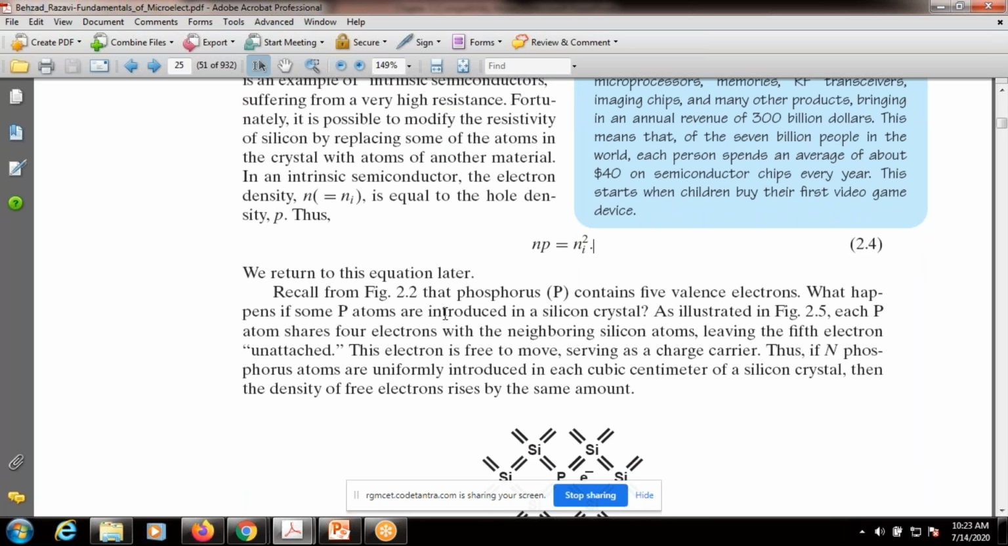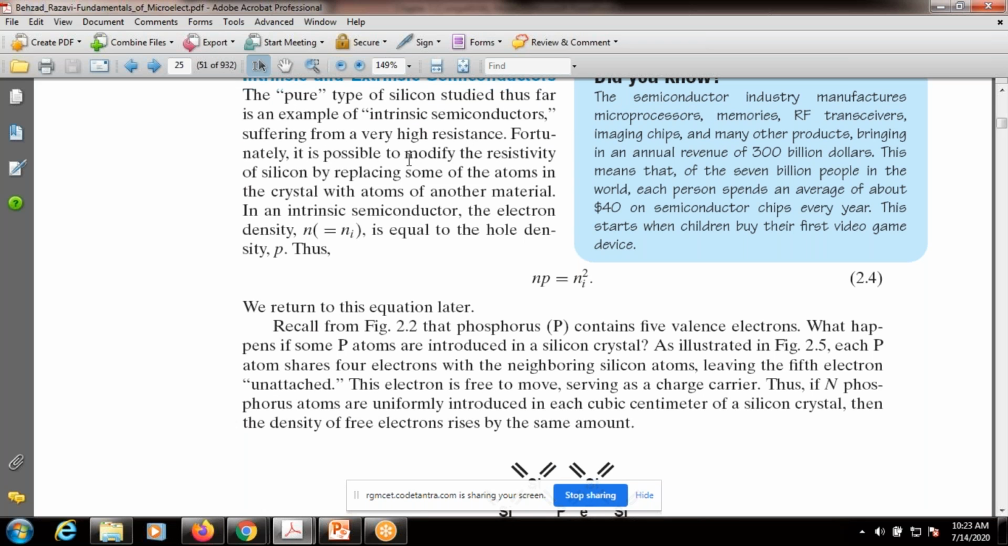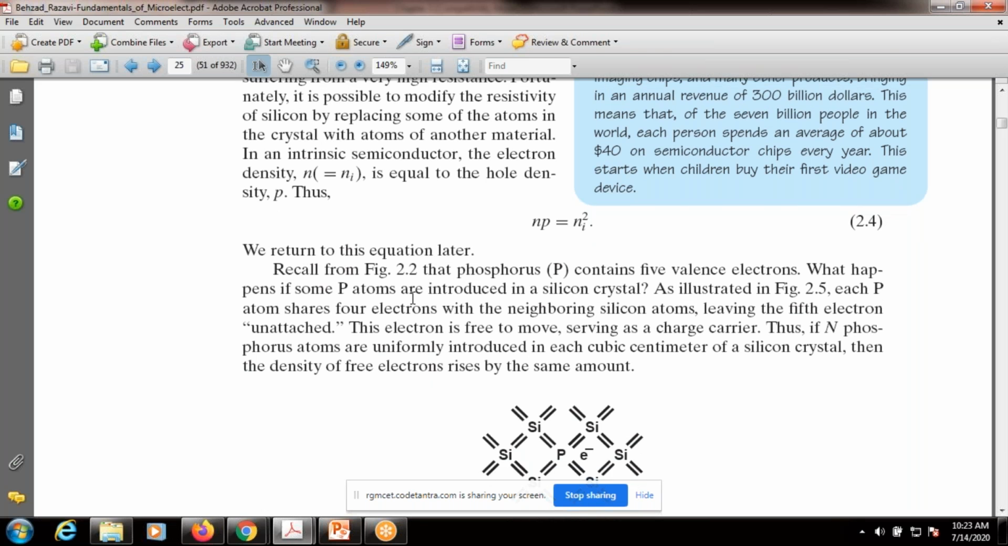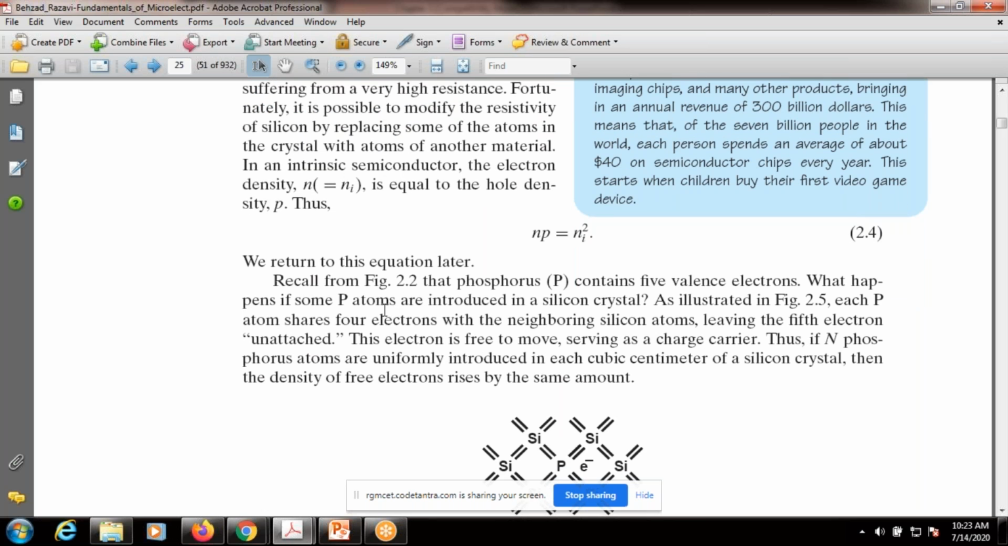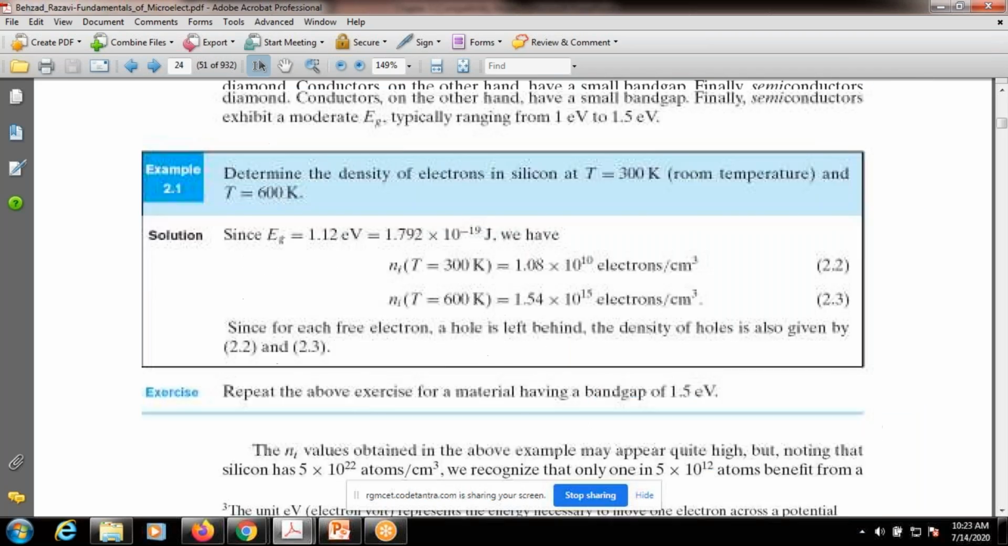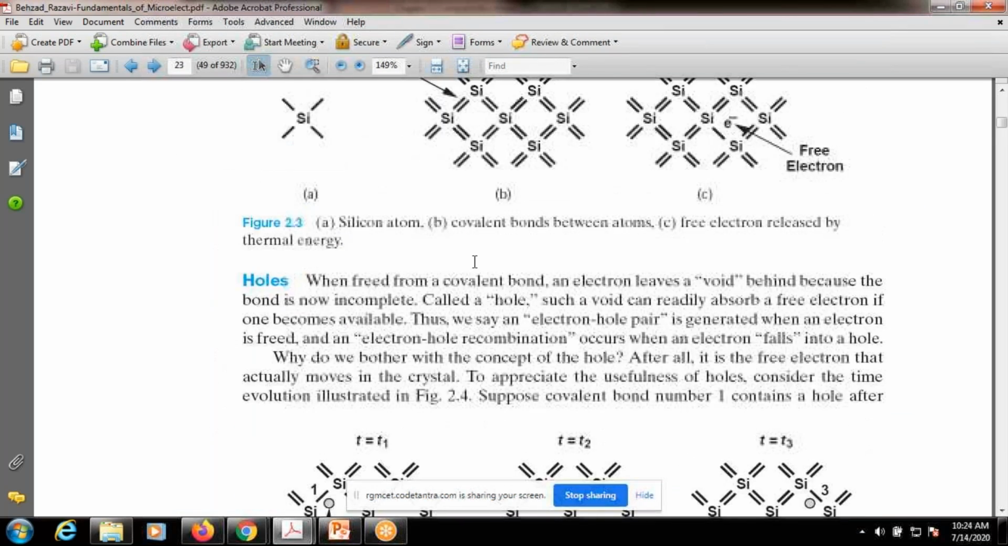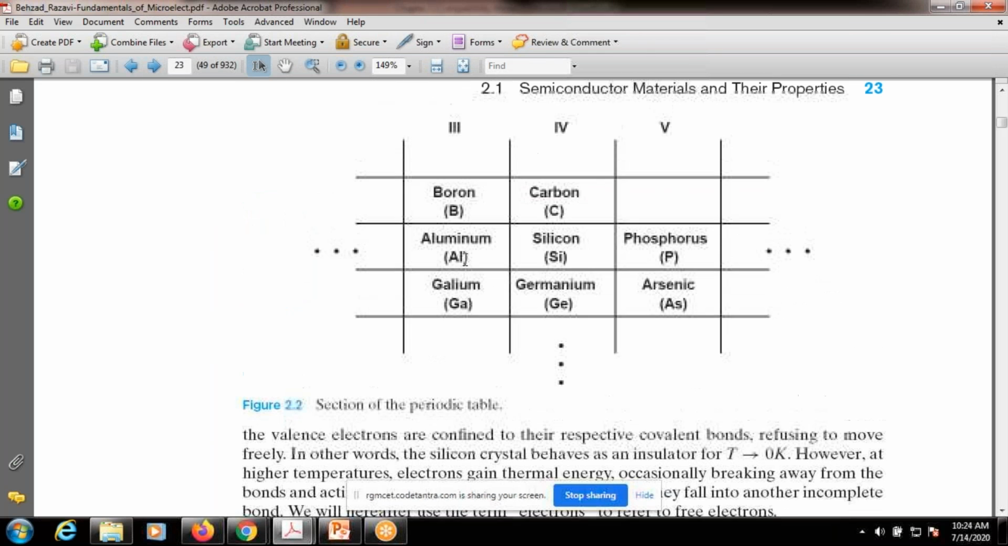Now, how can we modify the resistivity of silicon by replacing some of the atoms, right? Which atoms are preferable? Now onwards we discuss some extrinsic semiconductors. I think we already studied this at intermediate level. Once again we recap with some equations. Now observe here the periodic table. This is a part of the periodic table. Now observe here.